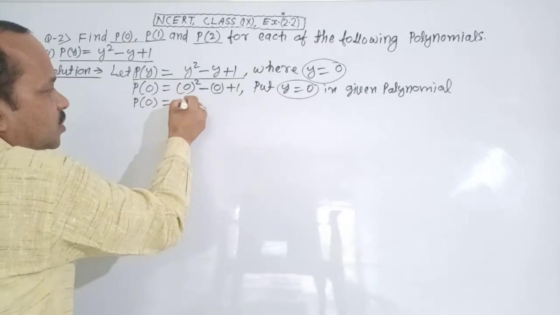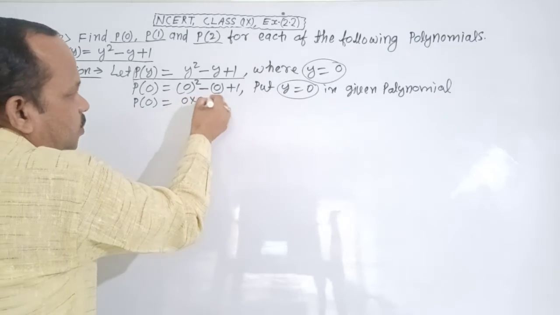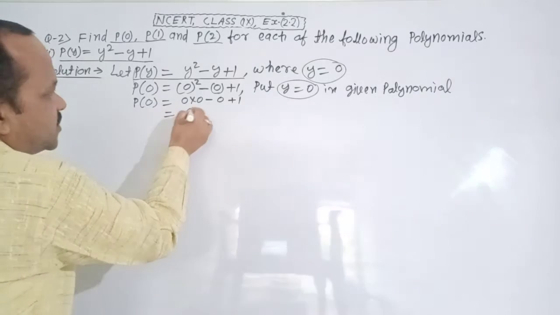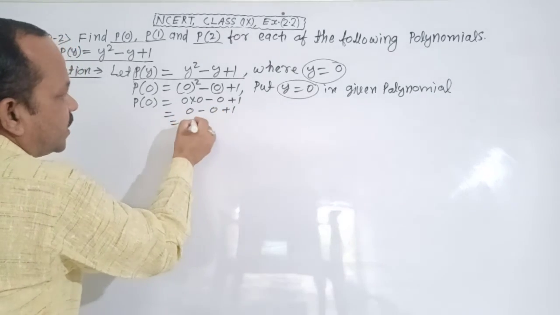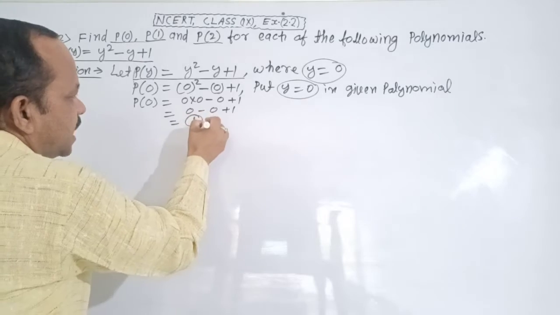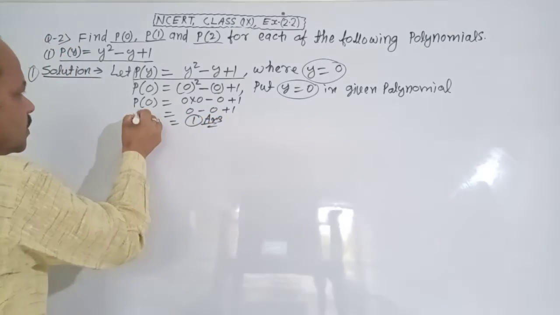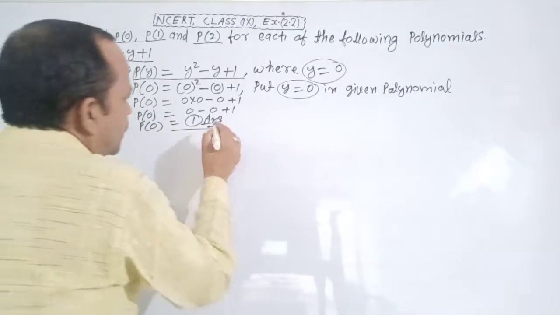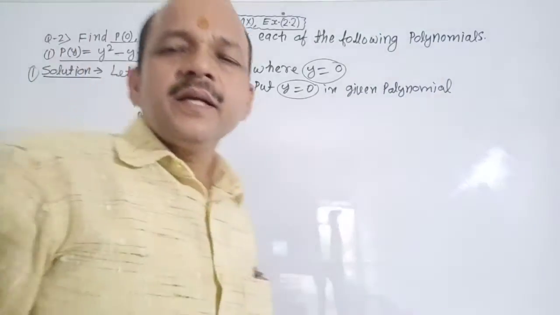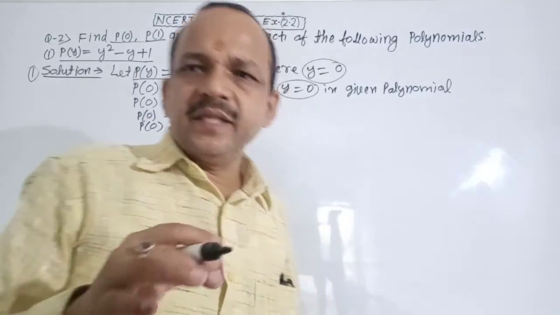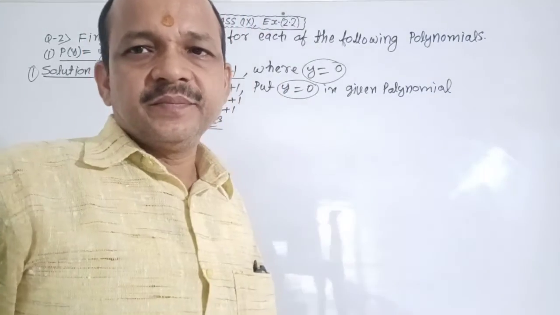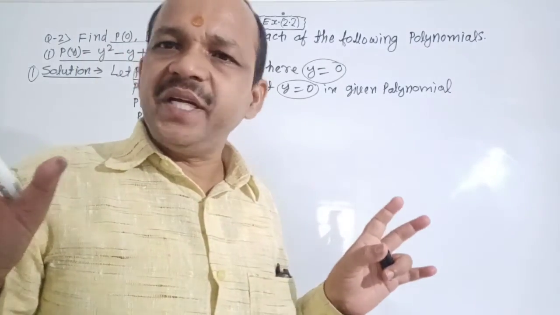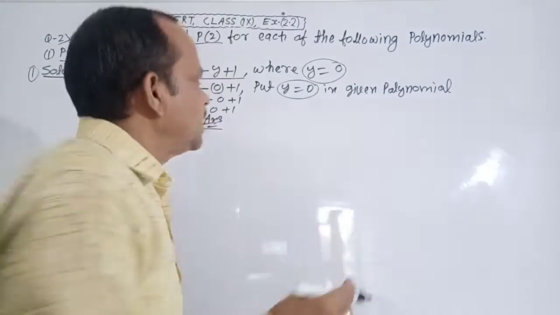P(0) equals 0 multiply 0 minus 0 plus 1. It becomes 0 minus 0 plus 1 equal to 1. Answer. P(0) equal to 1. It is your answer. You find the value of the given polynomial is 1. Clear? No confusion about it? Very good. It is easy? Very good. Next step.